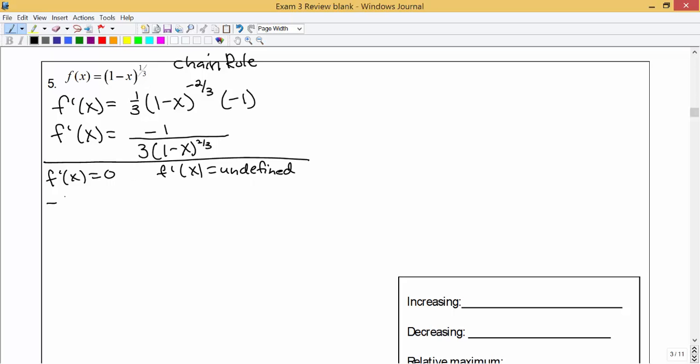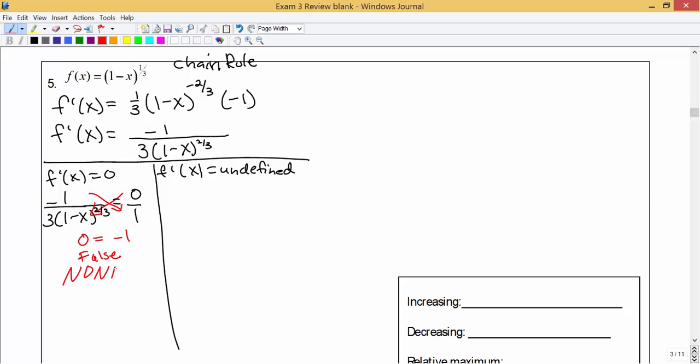Okay, so let's look at potentially where our first derivative might equal 0. So we're going to set that equal to 0. Think about that as a fraction by putting it over 1. And we're going to say 0 times the denominator will give us 0, minus 1 times 1 will give us -1. And we're left with a false statement, which says that there are no solutions. So there are no x values that have a horizontal tangent line.